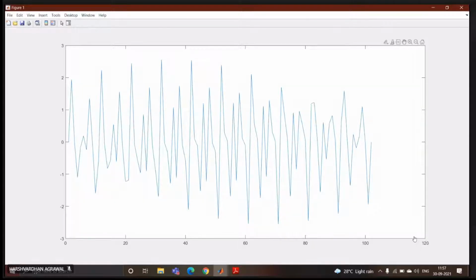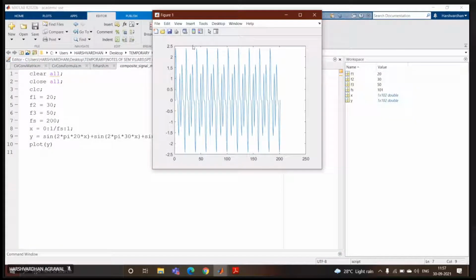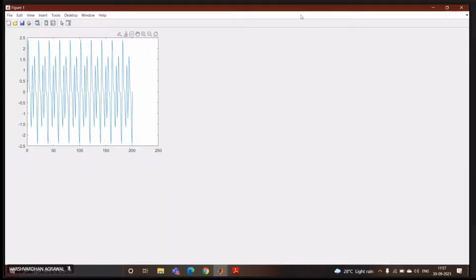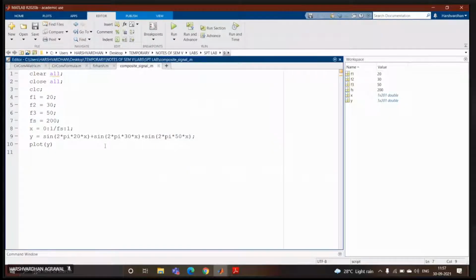And also you can increase the sampling frequency more. So let us keep it say 200 hertz. Okay, so keep fs 200. Now it looks like a sinusoidal signal. Yes. Earlier it was some mistake. Because of that it was not coming. Now take it to the frequency domain. Let us see whether you are visualizing those three frequencies or not.